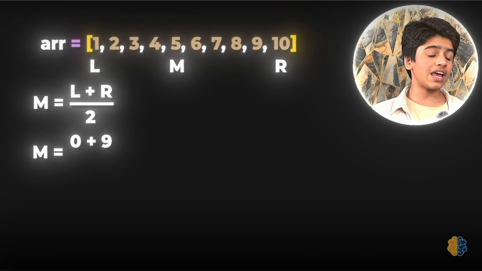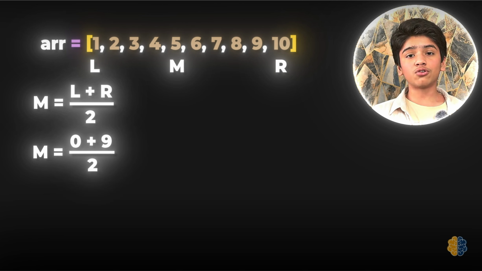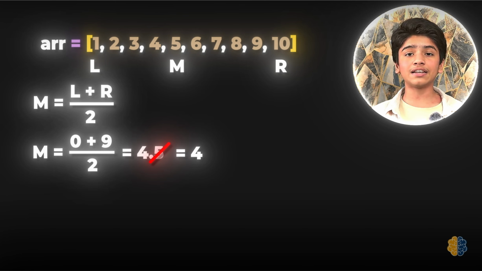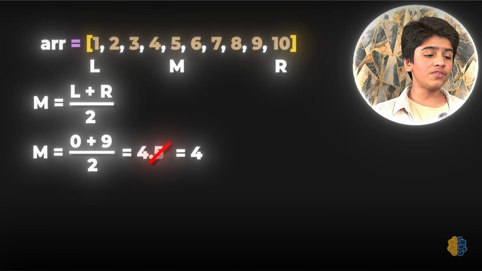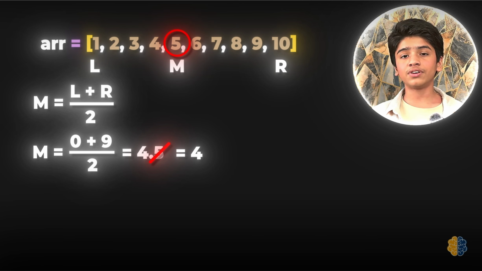Like in this case, if we add the left pointer, which is at the 0th index, and the right pointer, which is at the 9th index, and divide that by 2, we get 4.5, but we remove the decimal, which makes it 4. So we move to the element at the 4th index, which in this case is 5. Now we have to check for a couple of conditions.